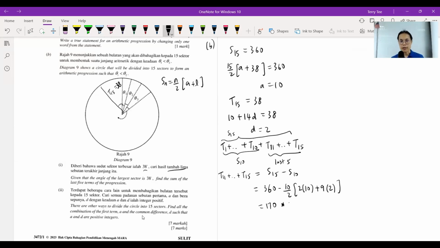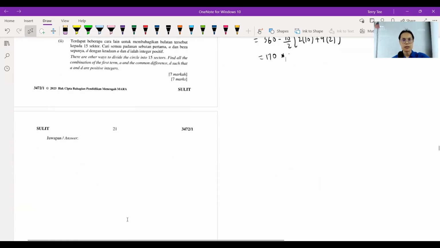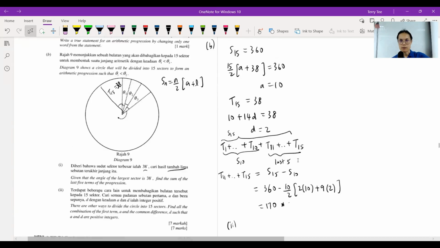Okay. All right. Then they say terdapat beberapa cara lain untuk membahagikan bulatan tersebut kepada 15 sektor. Cari semua padanan bagi sebutan pertama dan beza sepunya. Okay. So for me, I know that this is Roman 2. Previously, this is Roman 1. I've got my B Roman 1, B Roman 2.